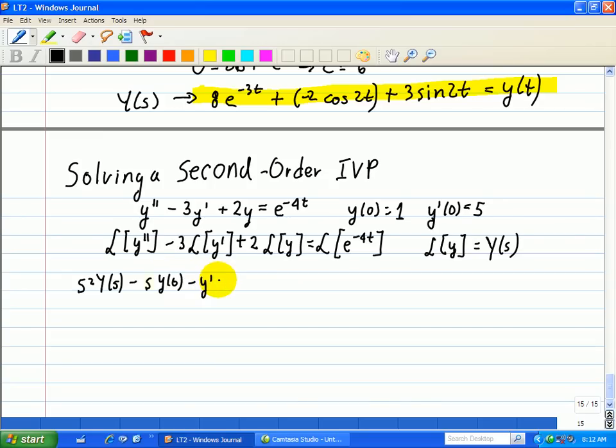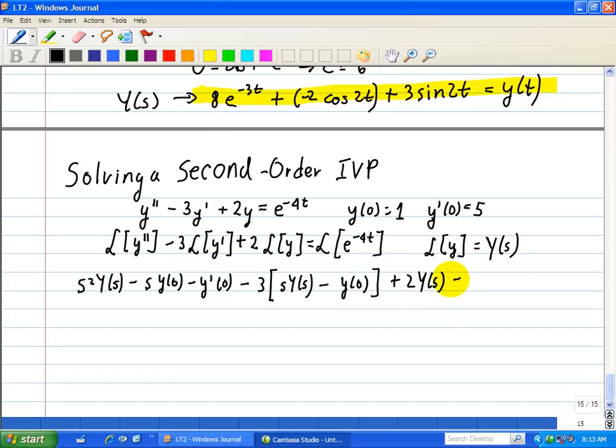y prime of 0. This is minus 3, put a big bracket here, so this is sY of s minus y of 0 plus 2Y of s. That completes the left side. Now the Laplace transform of e to the minus 4t is simply 1 over s plus 4.